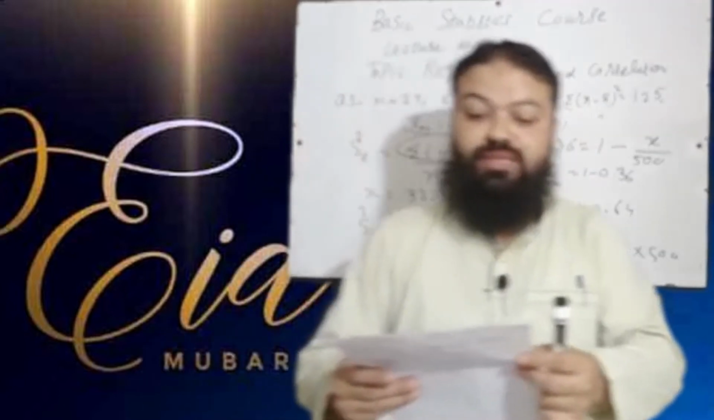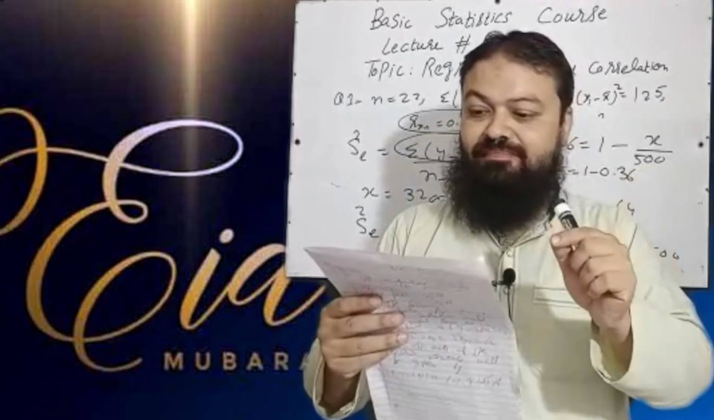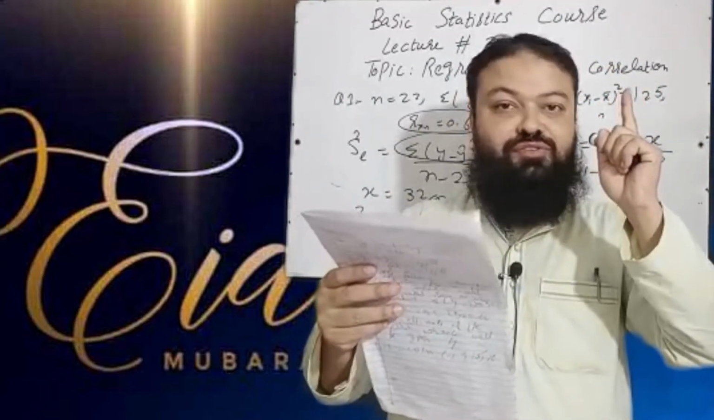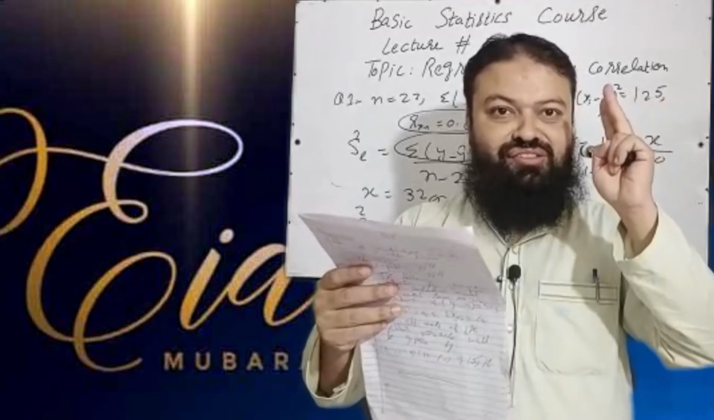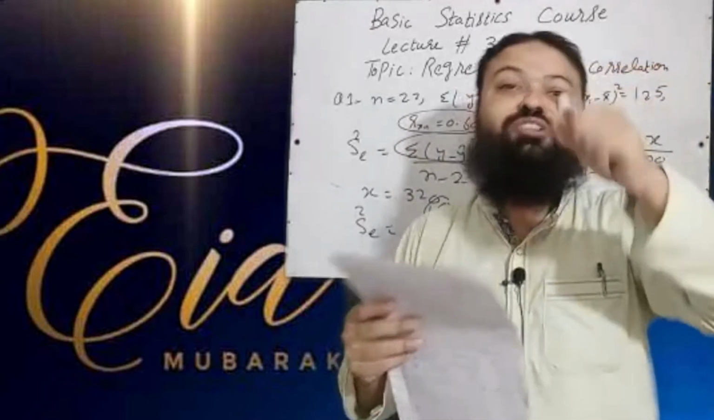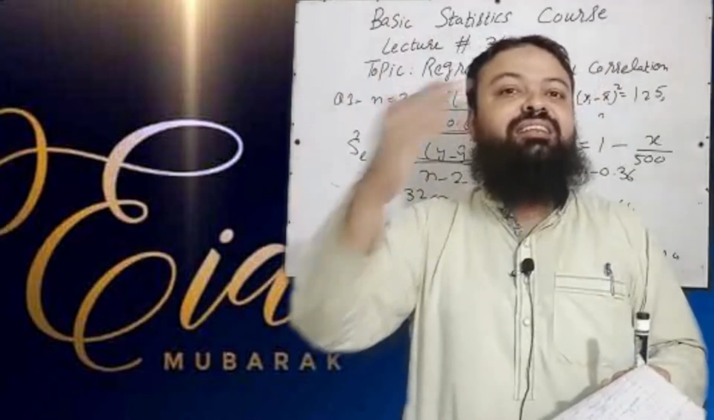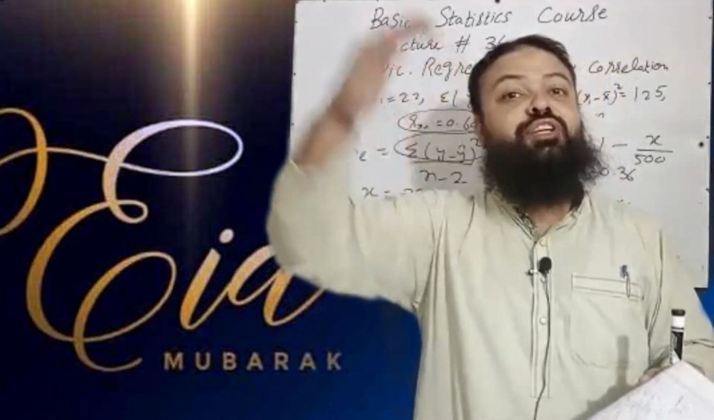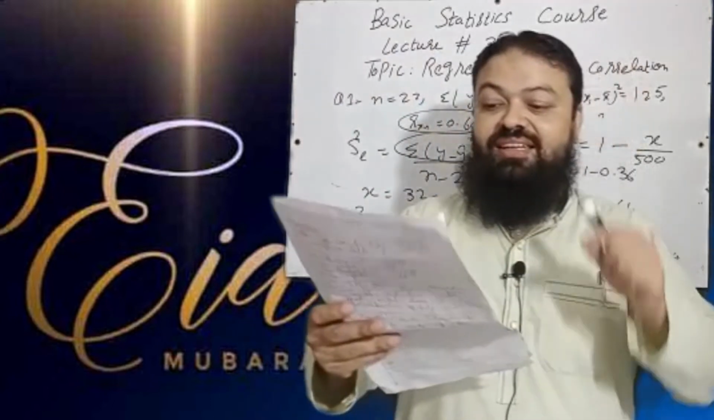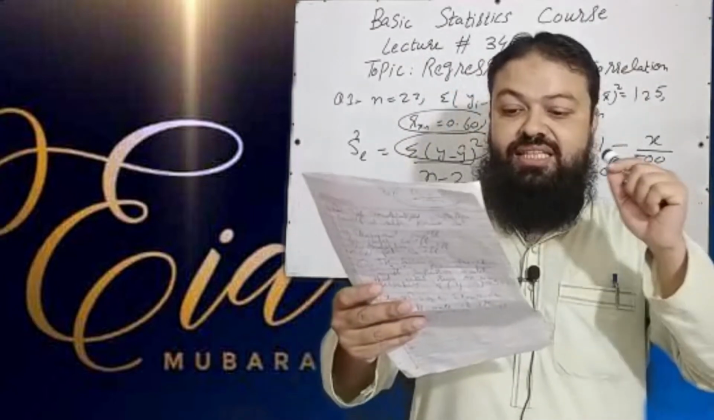Question number 2: if rho is the correlation coefficient between x and y, the quantity 1 minus rho square is called a coefficient of determination, incorrect. Coefficient of association, incorrect. Coefficient of non-determination, that is the correct option in the exam. If rho square is the coefficient of determination, then 1 minus rho square is the coefficient of non-determination. Please keep in mind.